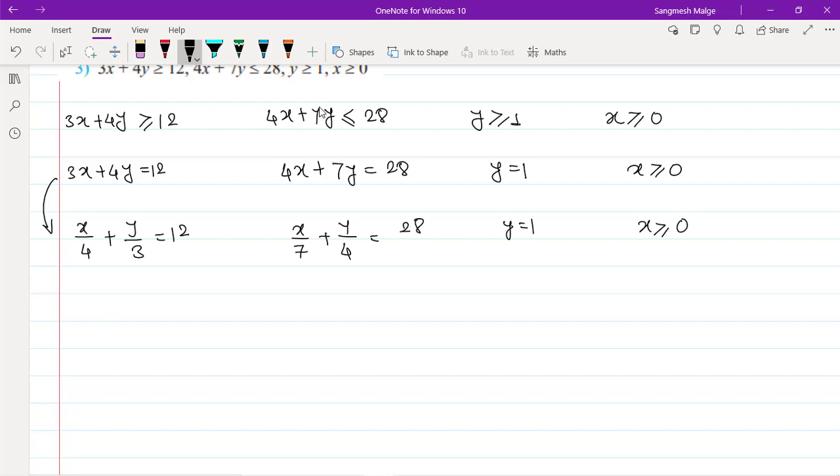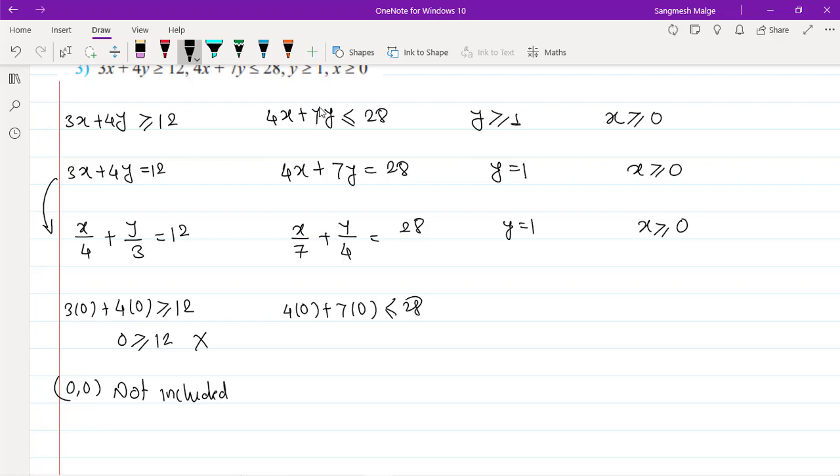Okay, let's do the origin verification, whether the solution set for the first line and the second line includes the origin or not. So substitute 0, 0 in the given inequalities. So 3 into 0 plus 4 into 0 is greater than or equal to 12. So 0 is greater than or equal to 12. Is it correct? No, of course not. Which means 0, 0 is not included in the solution set of the first line. What about the second? So it is 4 into 0 plus 7 into 0 less than or equal to 28. So 0 is less than or equal to 28, absolutely fine, no problem. So 0, 0 is included in the solution set.